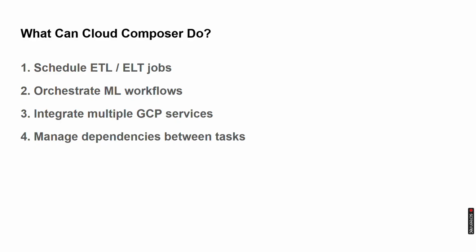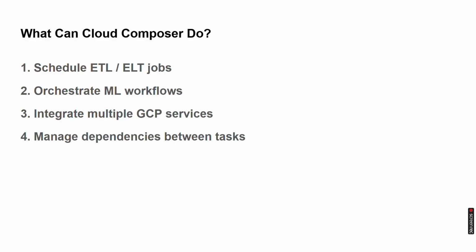Okay. So what can Cloud Composer do? First, it is used for automating data pipelines. First is scheduling ETL or ELT jobs. That means we can run BigQuery queries, move data from GCS to BigQuery, run Dataflow pipelines, and trigger Cloud Functions. So these are scheduling ETL or ELT jobs first.